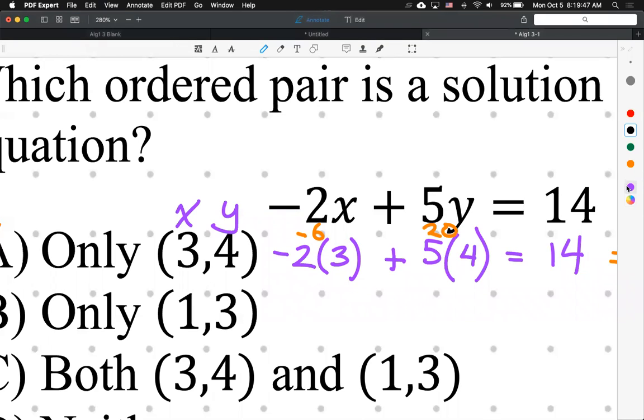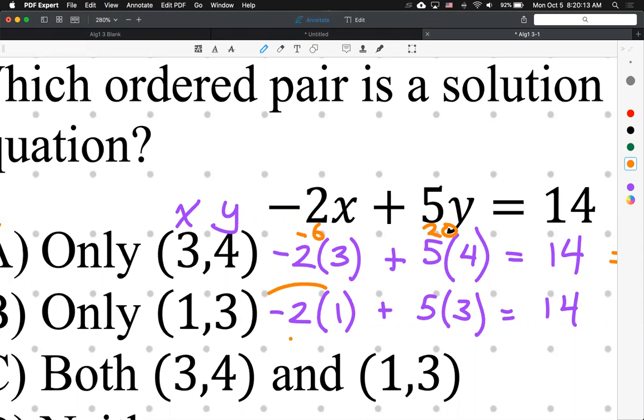Yeah, Ripley, go for it. It would be -2 times 1 plus 5 times 3 equals 14. Perfect. All right. I now need to simplify -2 times 1. Haiti? -8. Wait, how are you getting -8? Okay, yeah, I think it's just -2 times 1 in this case. Yep, there it is, -2.